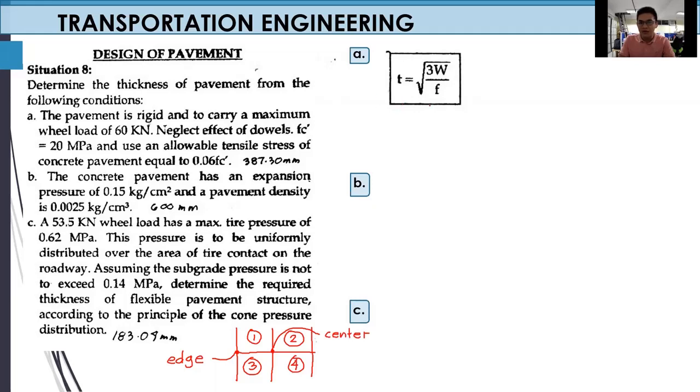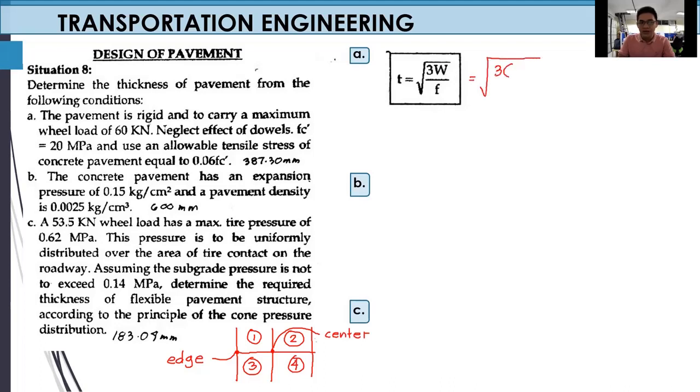So, here we have our formula. This is neglecting dowels. When there are no dowels, the thickness of the pavement is thicker, so we have no division by something. No divided by 2 or divided by 4. Only F is divided. So substitute now. Here we have the square root of 3.